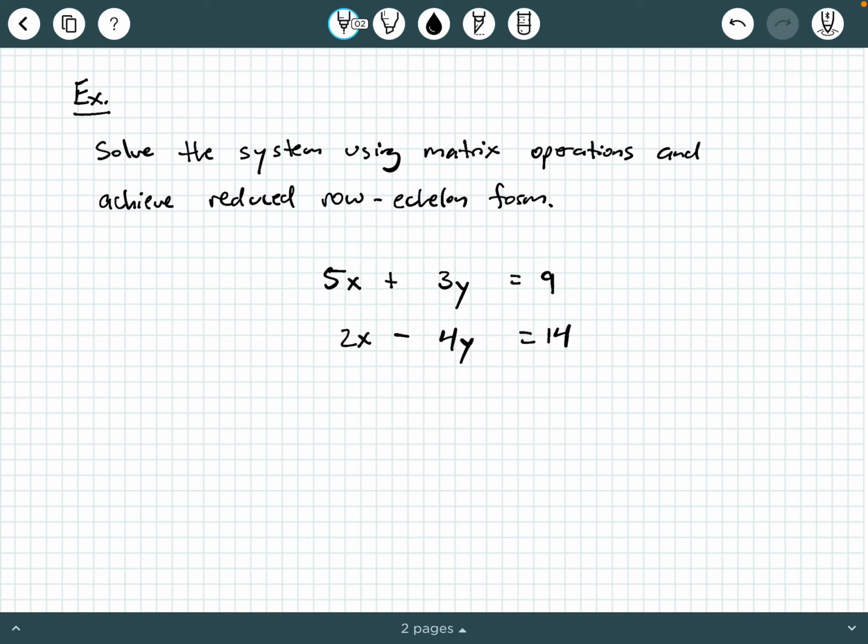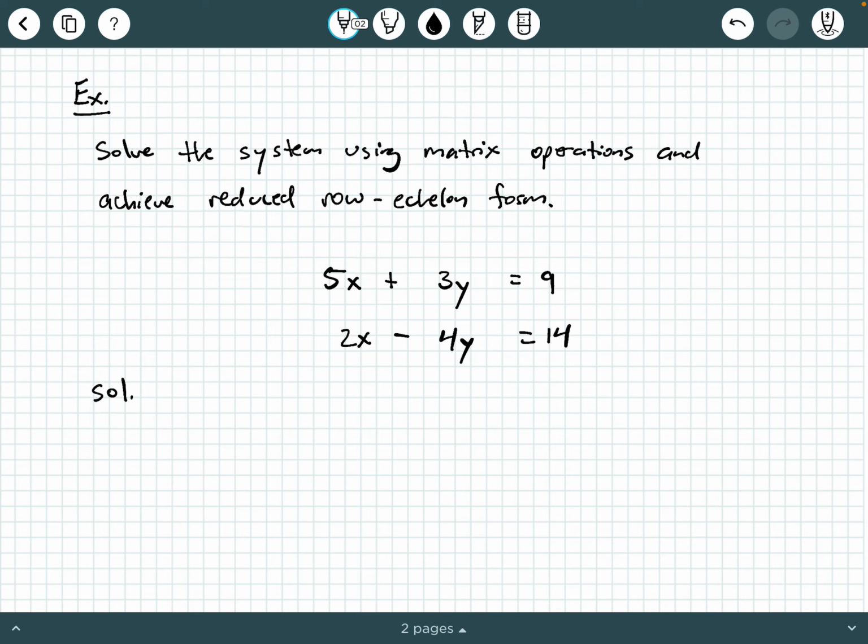In this video, we are going to tackle another example where we are solving a system of two equations and two unknowns using matrix operations and achieving reduced row echelon form. So our system of equations is 5x plus 3y equals 9, and then 2x minus 4y equals 14.